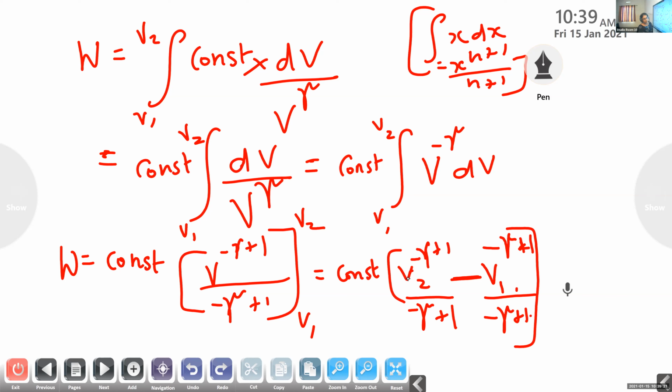Now what is the next step? You can take this denominator, minus gamma plus 1, as common from the equation.